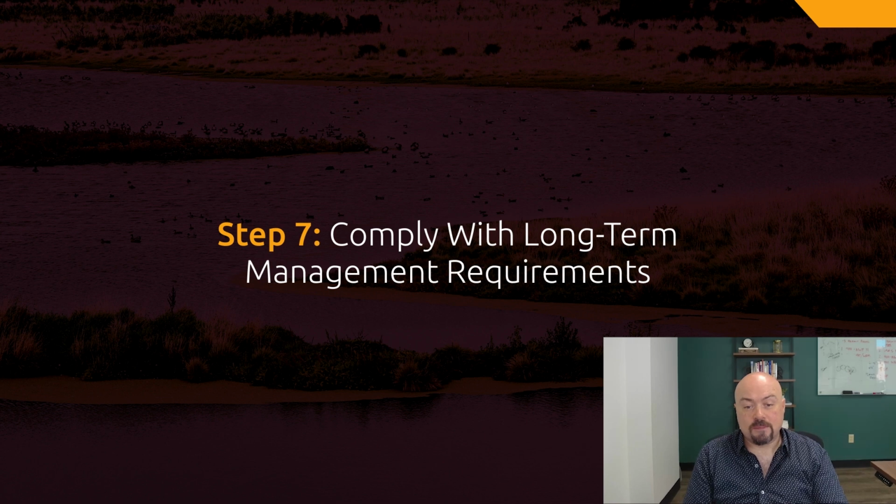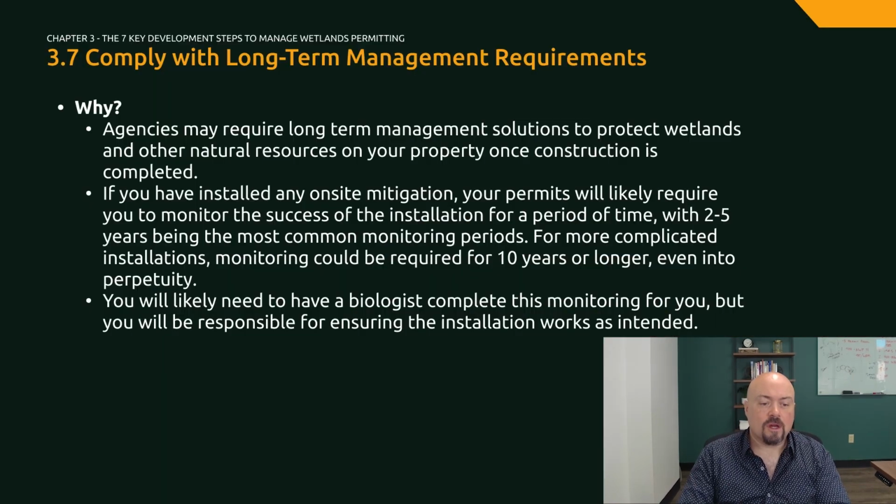Now let's move on to step 7, which involves complying with long-term management requirements. The Army Corps and any other agencies that issued your permits may require long-term management solutions. If you have installed any on-site mitigation, your permits will likely require you to monitor the success of that installation for a period of time, with a minimum of 2 to 5 years. Most often it is 5 to 10. For more complicated installations, it could be even longer, even into perpetuity.